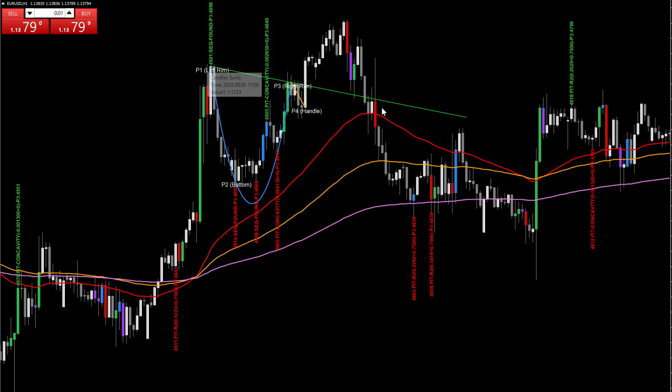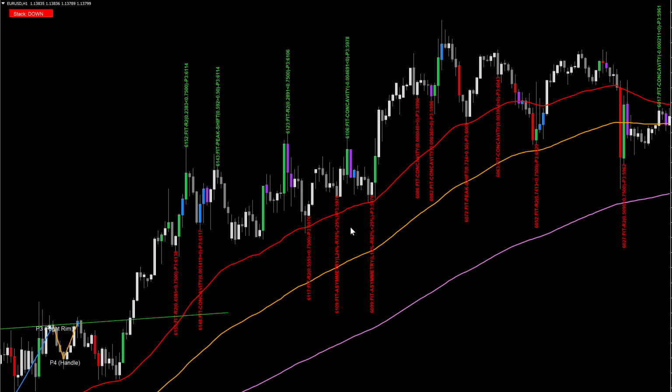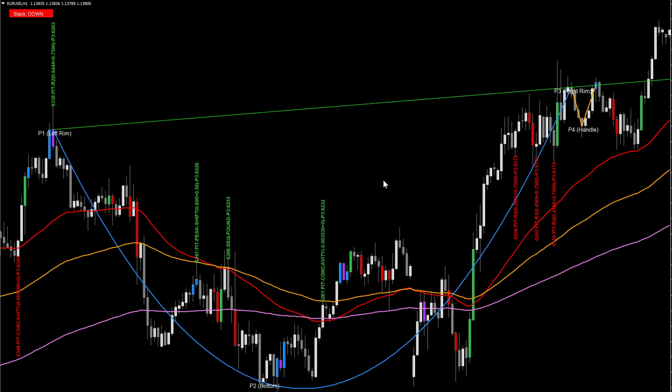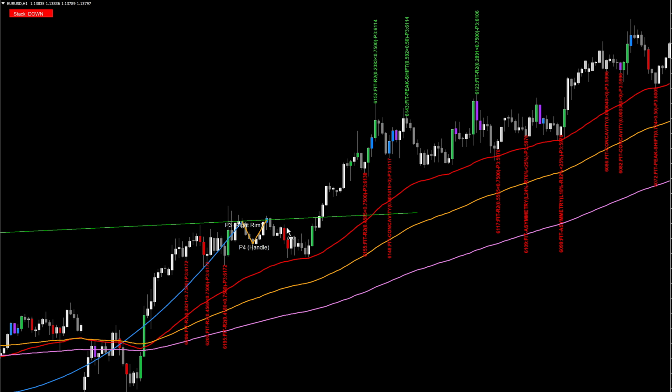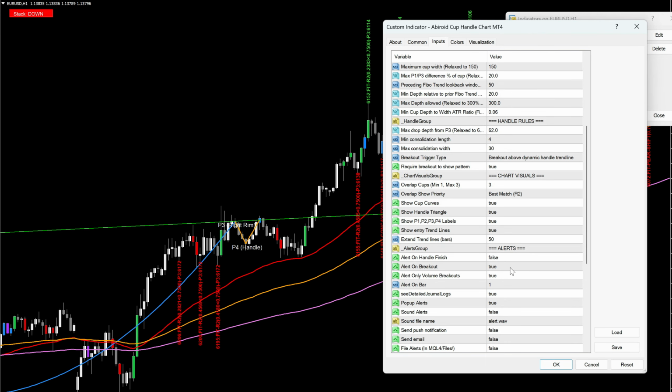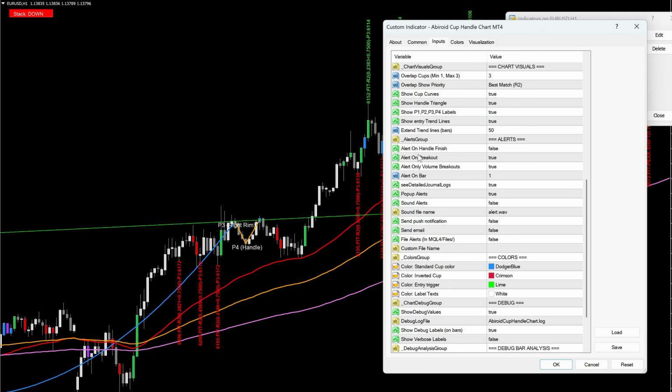Also, when the cup is slanting in this direction, in the opposite direction to which way you want it to go, also be a bit careful of those kinds of signals. And we already talked about those really big cups. Yeah, and finally we have the alerts.